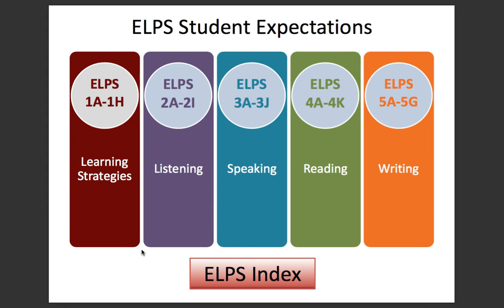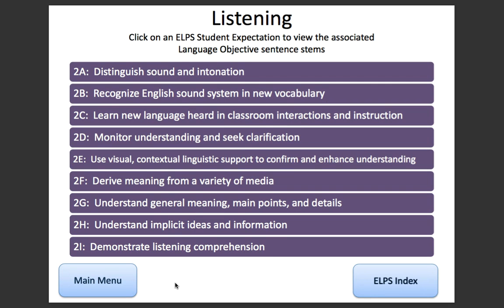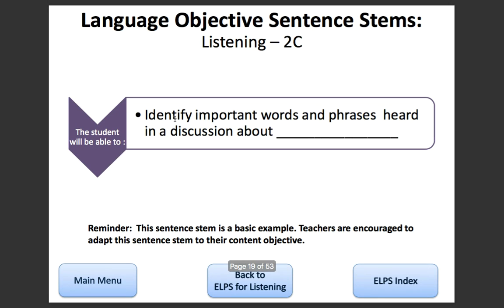One more example. I'm a history teacher. I've looked at my LIAG and I notice I have some students who are intermediate in listening. So I want to be really intentional about planning for listening comprehension. So maybe I would say to my students, usually I give you the important vocabulary that you'll need to listen for, but today I want you to identify important words and phrases heard in a discussion about the 13 colonies.